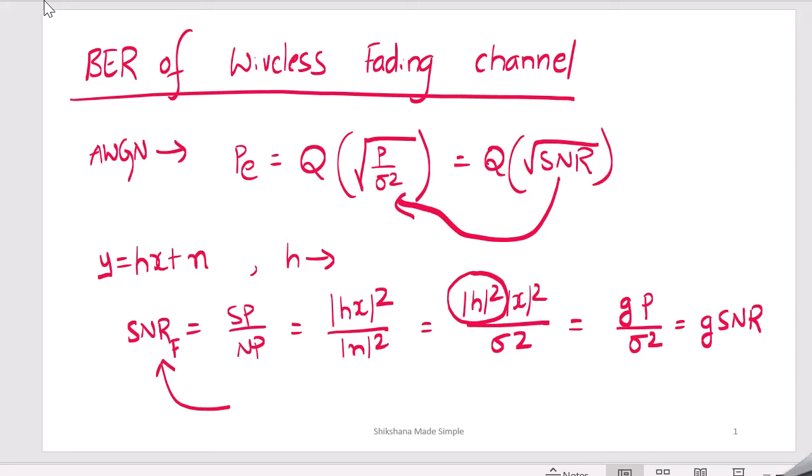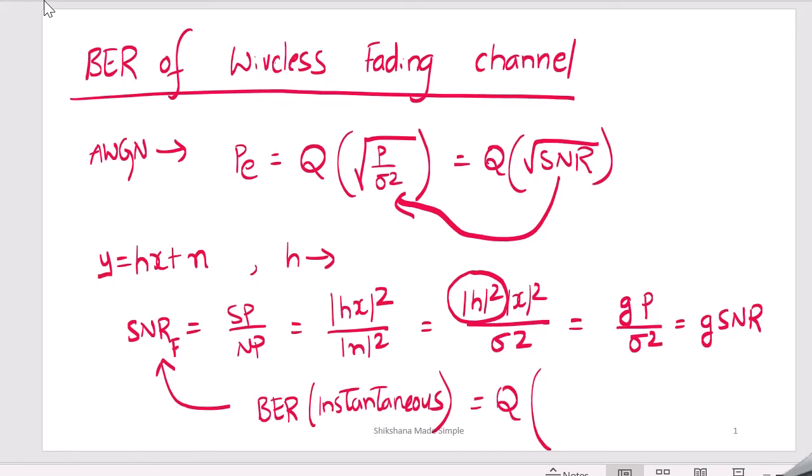So whatever BER we get for a wireless fading channel, that would be instantaneous, because each and every moment it changes because of the changes in the fading channel coefficient. So the instantaneous BER is given by Q of square root of g P by sigma square.